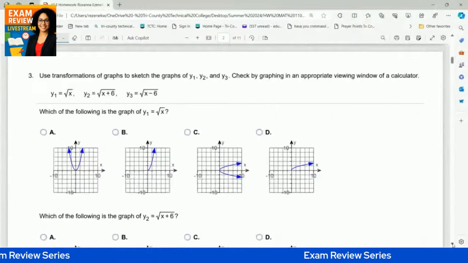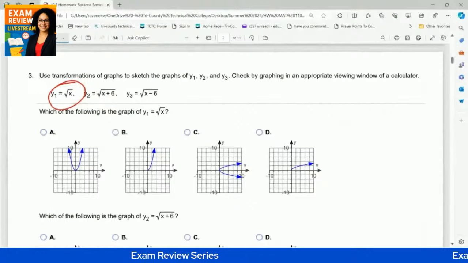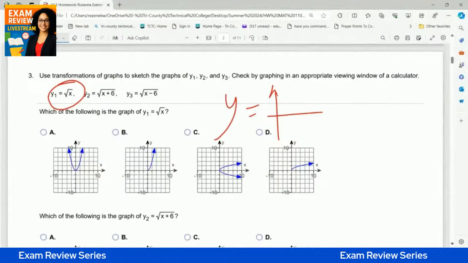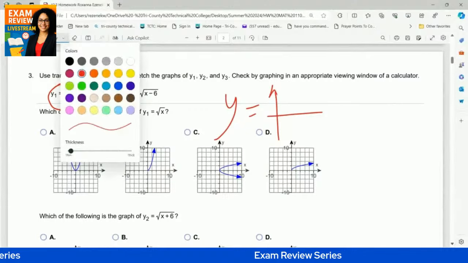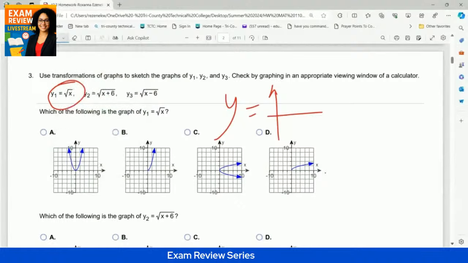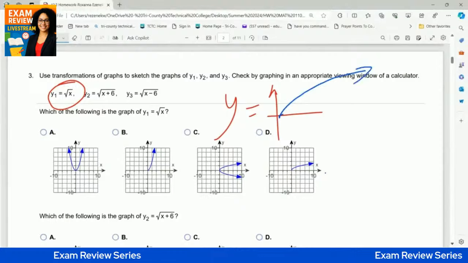And so this is a radical. This is a radical where the x is a radicand. Okay, so when you graph this function, y1, I will have the graph starting from the origin, rising to the right, and increasing throughout its domain.